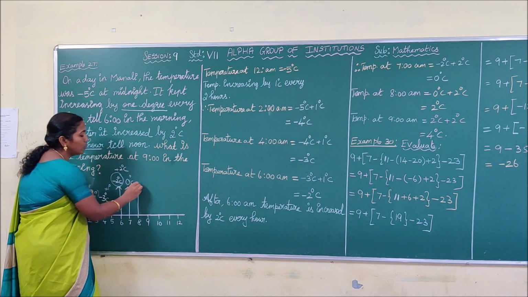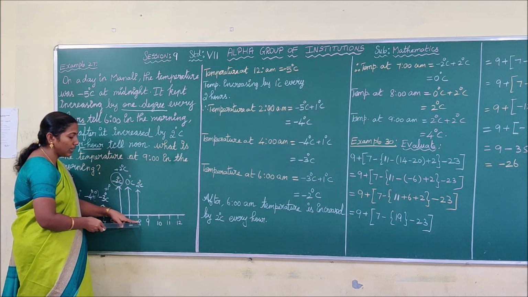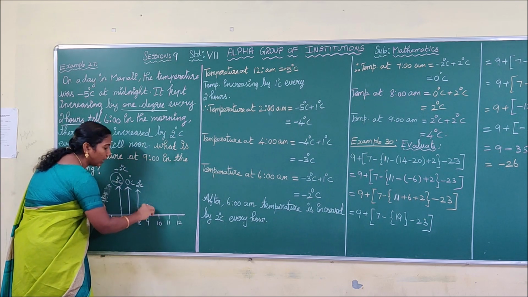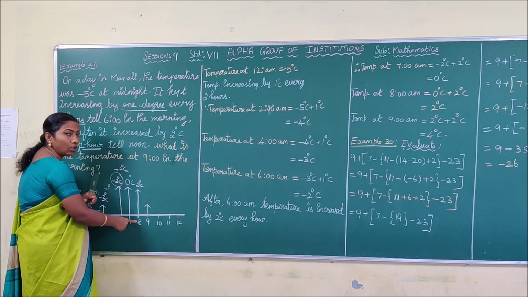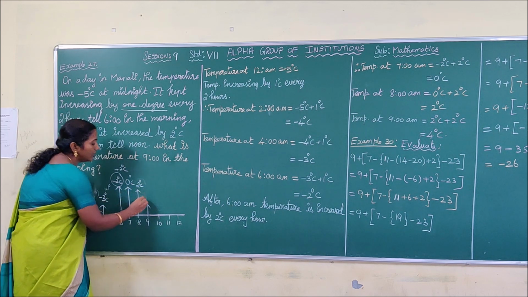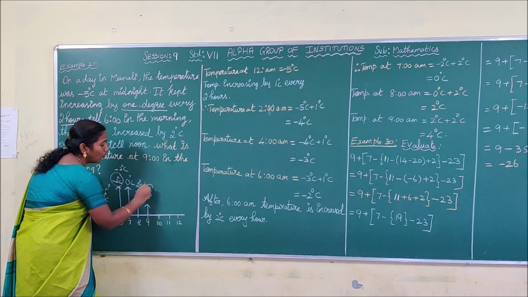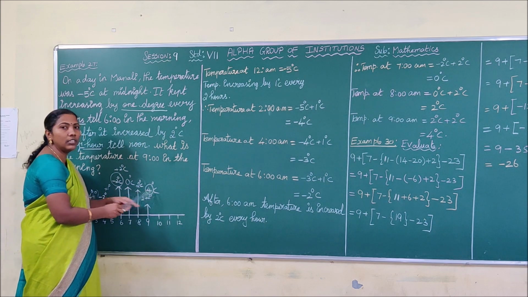So 0 plus 2, your answer is 2 degrees Celsius. Thus the temperature at 8 o'clock is 2 degrees Celsius. What is the temperature at 9 o'clock? It can be found by adding 2 degrees to the temperature at 8 o'clock. That is, here is 2 degrees Celsius. So 2 degrees Celsius plus 2 degrees Celsius, we get 4 degrees Celsius. Thus, the temperature at 9 o'clock is 4 degrees Celsius.